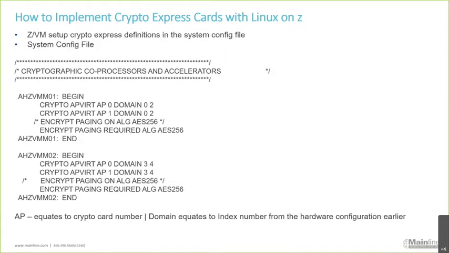So this is an example of what the system config file would look like. What you see here is similar to what you saw in the hardware configuration. I have a 2-member SSI cluster here. I have 2 cards, AP0 and AP1, with 2 domains each, 0 and 2. And then on my second member, I have the same 2 physical cards. Remember that the crypto cards can be shared across LPARs. The domains cannot, so I have 2 different domains configured here. And these match the ones that I put in the hardware configuration earlier.